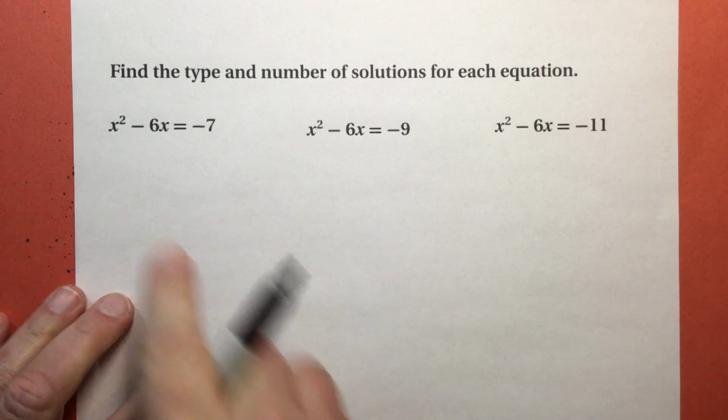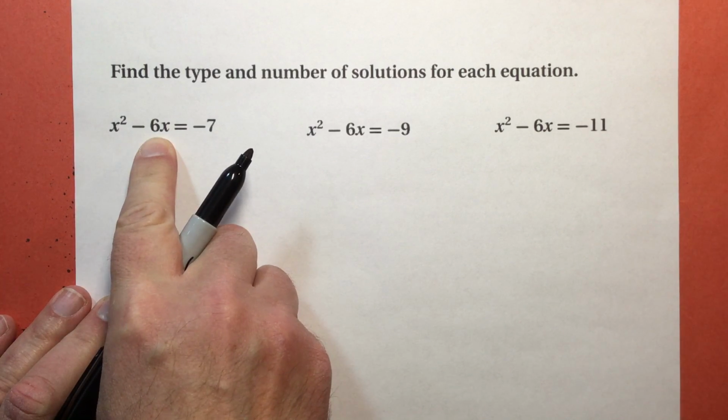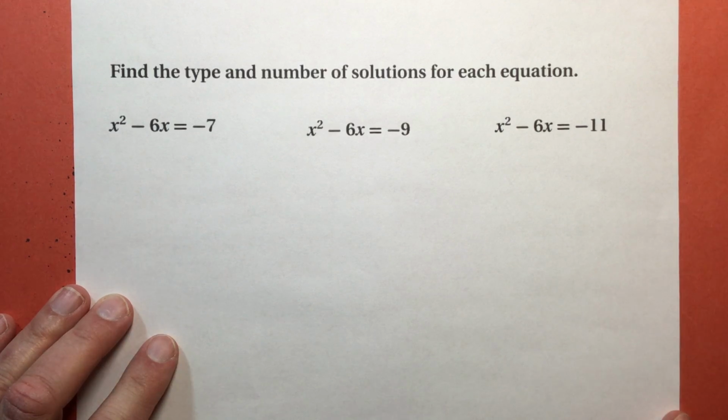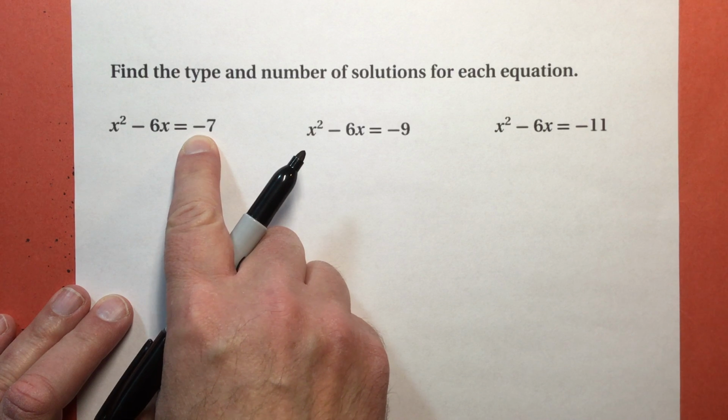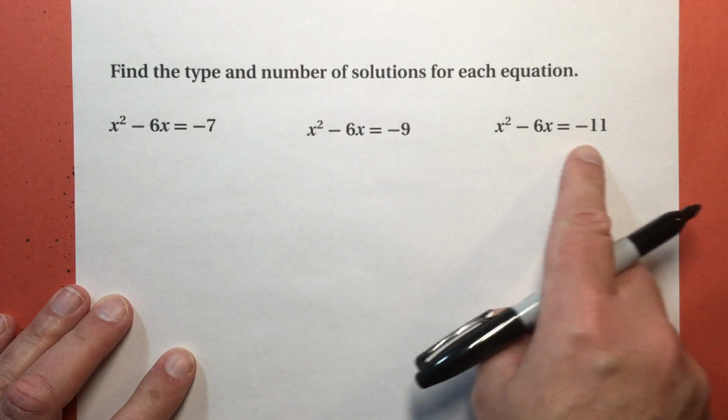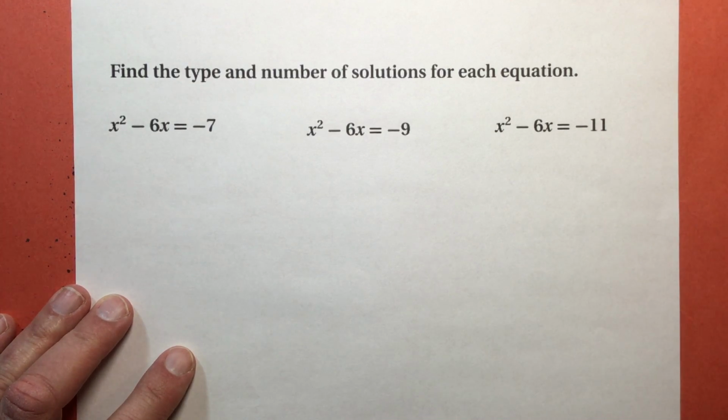So notice all of these have x to the second power subtract 6x as we start. They're just trying to see that we're looking for a pattern. And this equals -7, this equals -9, this equals -11. We're going to see what's going to happen here.